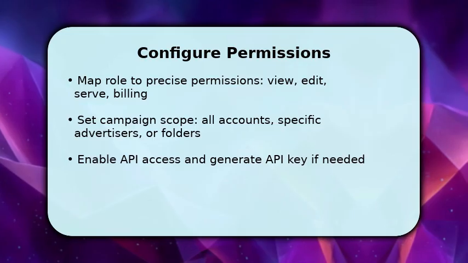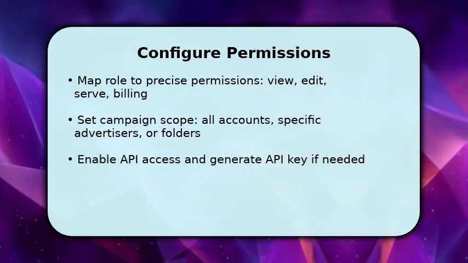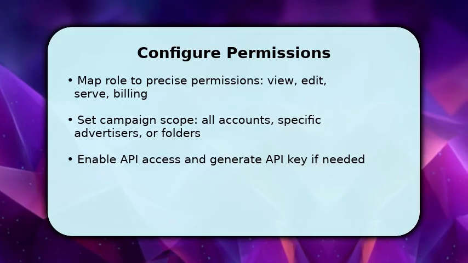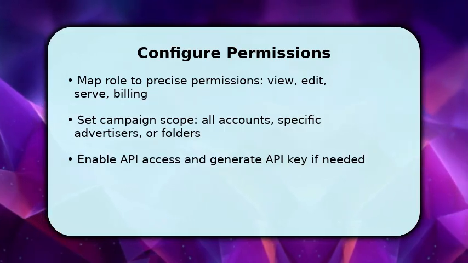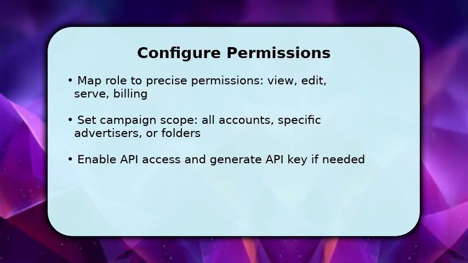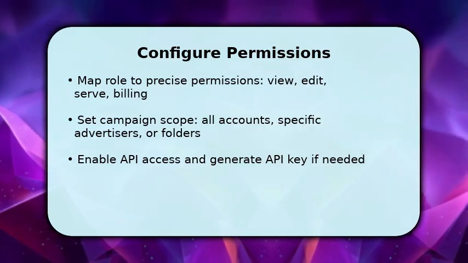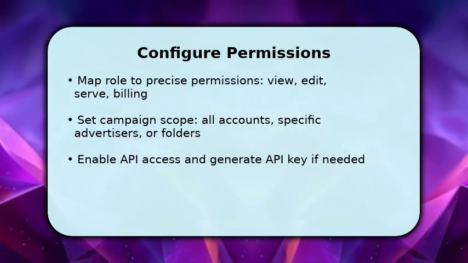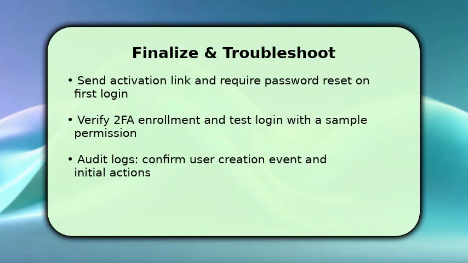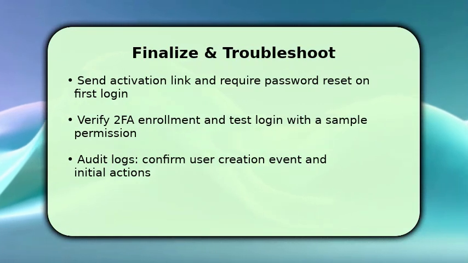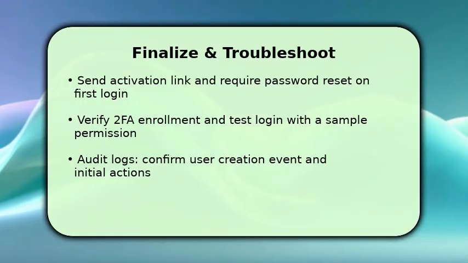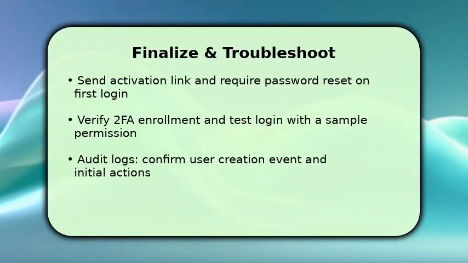Enable API access only when required and generate an API key with limited scopes. Make sure to record the key securely and enforce rotation policies. Finally, confirm time zone, reporting access, and any rate limits that affect their daily work. Finish by sending the activation link and forcing a password reset on first login so credentials remain private.